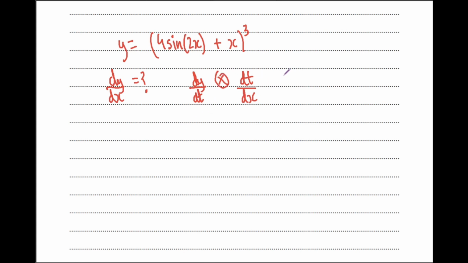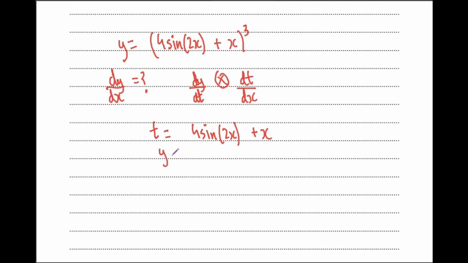Well, as you've noticed by now, we just let t equal the thing inside the brackets usually. So we can let t is equal to 4 sine 2x plus x.